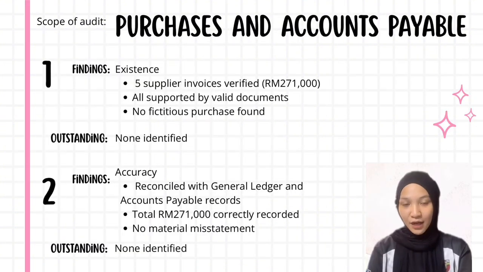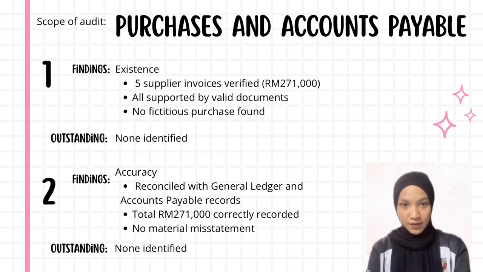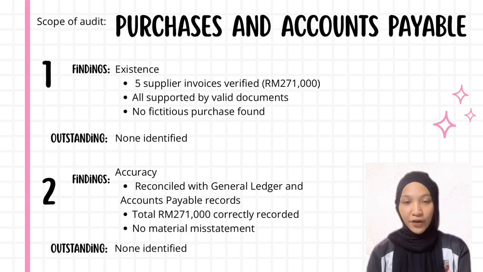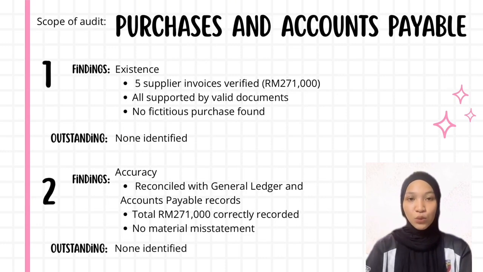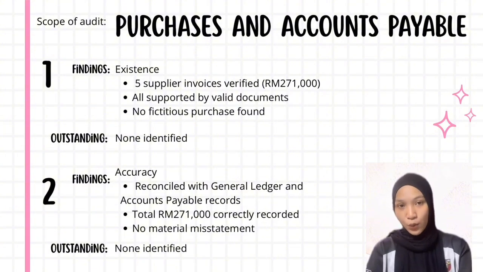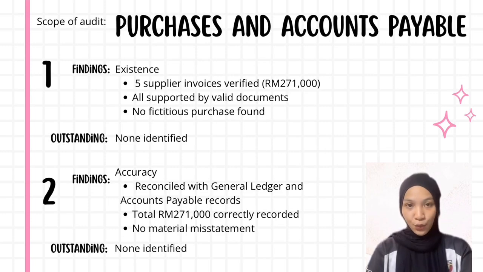I will present the audit findings and outstanding issues for the purchases and accounts payable of Bubble Syndrome Berhad. So the first finding is existence. For the existence assertion, we examined 5 supply invoices amounting to 171,000 ringgit. All transactions were supported by valid source documents and confirmed as genuine purchases. No fictitious transactions were identified and no outstanding issues were noted.